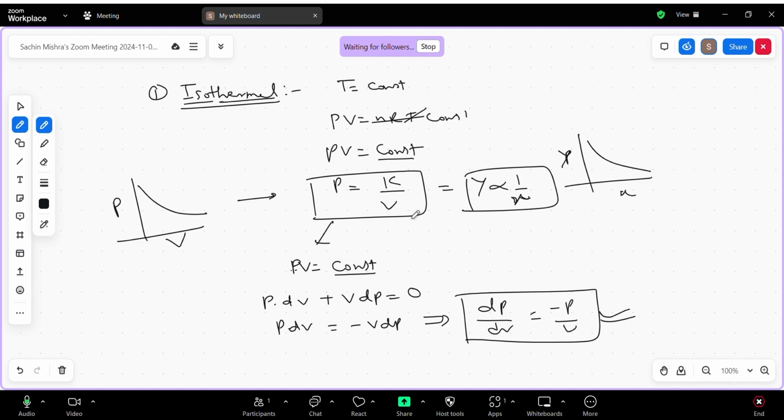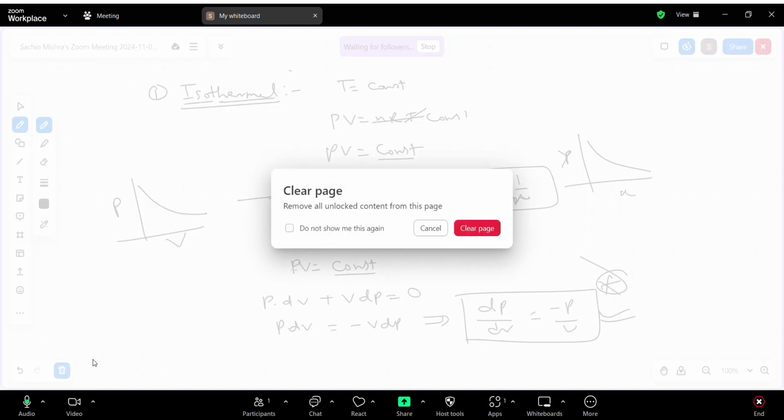This is our final relation for the isothermal process, because we are discussing the process. So for the isothermal process, the PV curve will be like the Y inversely proportional to X curve. In differential form, PV equal to constant, so P dV plus V dP equal to 0. So we get dP by dV equal to minus P by V. This is our one relation. I hope up to this everyone is okay. Let's move to the next process.